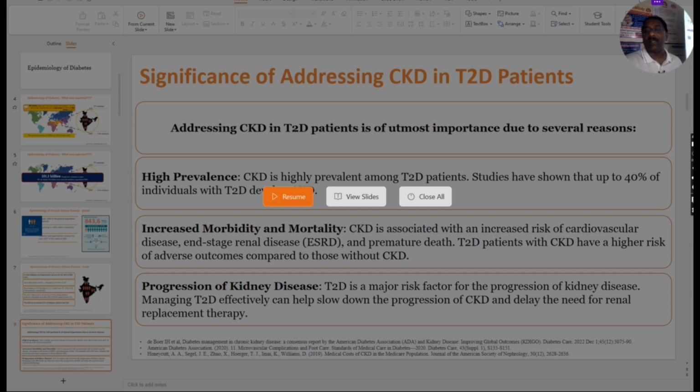CKD is also associated with an increased risk of cardiovascular disease, ESRD, and premature death. See, I told you earlier also, most of the CKD population die in the hands of the cardiologist rather than the nephrologist, because even when the creatinine is 2.5 or 3 or 4, they don't require dialysis.